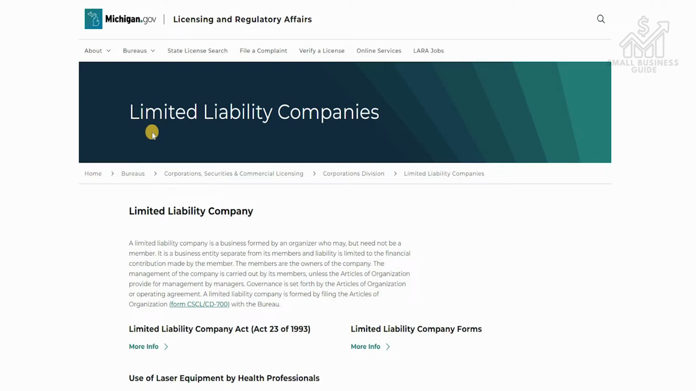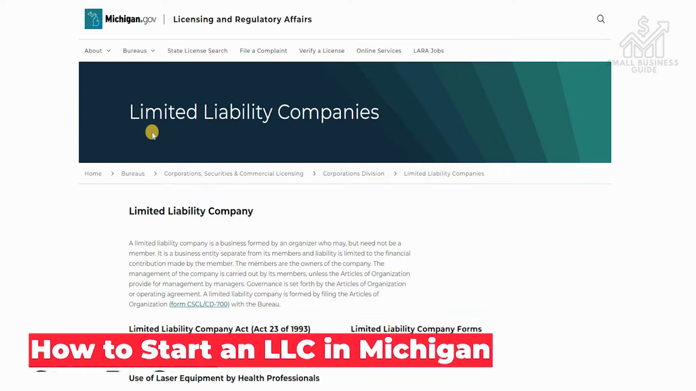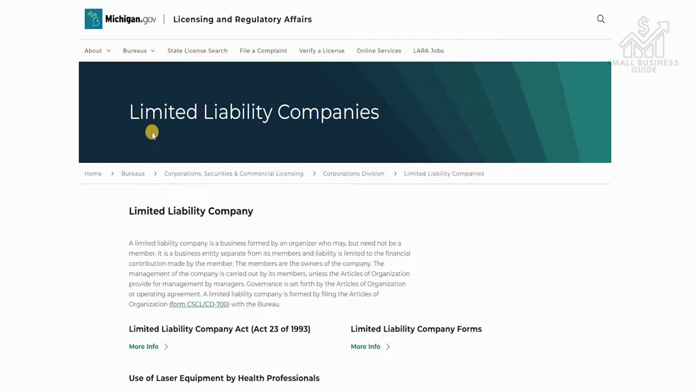Today we're going to go in great detail. I'm going to show you the 3 methods that you can use to set up a limited liability company in the state of Michigan. There's a lot of regulations that are available that you need to understand before you actually set up a limited liability company.